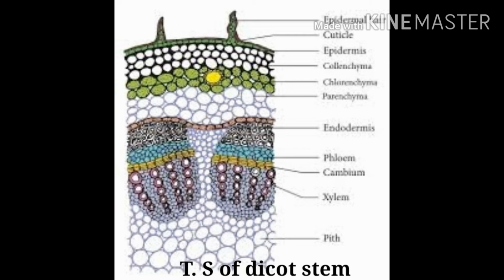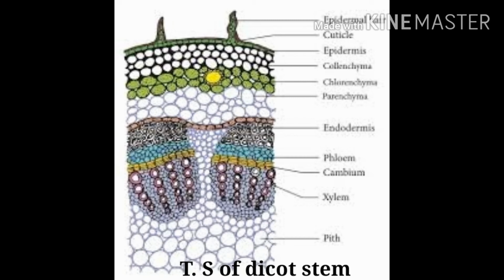Then the next tissue is called endodermis. It is a layer which is outer to vascular tissues. Then below the endodermis, pericycle appears. Next to pericycle, the vascular tissues called xylem and phloem are arranged in a ring-like structure. This ring-like structure is a special characteristic of dicot stem.